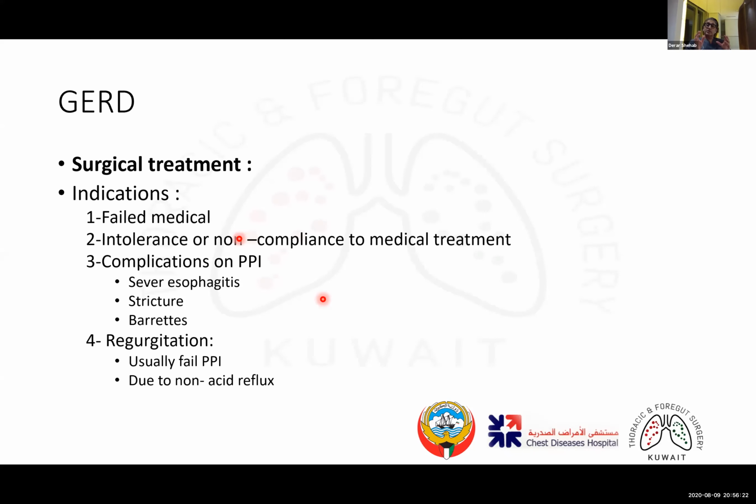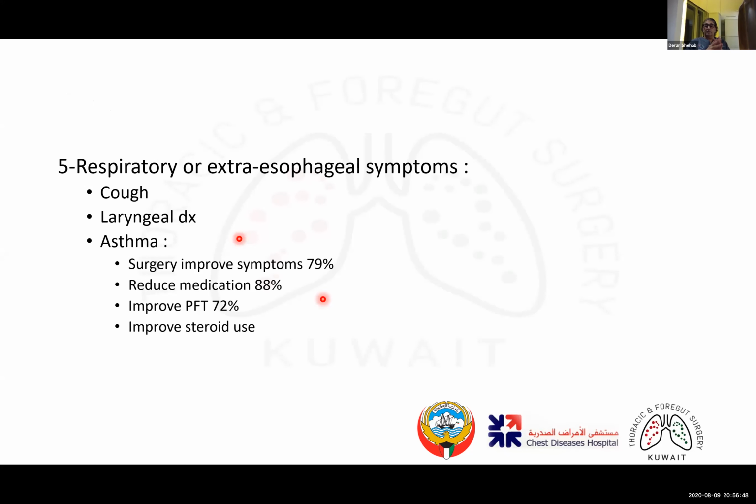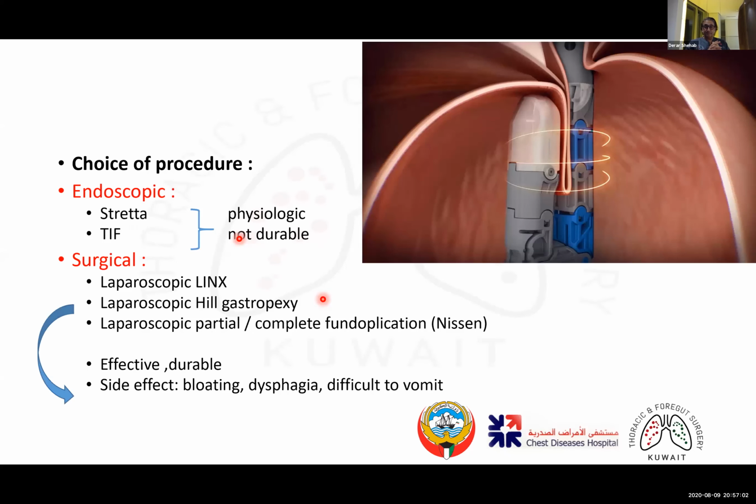What about surgery? Surgery is not indicated for everybody. Surgery is indicated in failed medical treatment, for example, or the patient is intolerant or non-compliant to medical treatment, or the patient is developing complications on PPI like severe esophagitis, strictures, or Barrett's esophagus. Those patients with a large volume regurgitation usually fail PPI, and then you can offer them surgery, or patients with respiratory or extra-esophageal symptoms like cough, aspiration pneumonias, or asthma attacks, or increased asthma attacks.